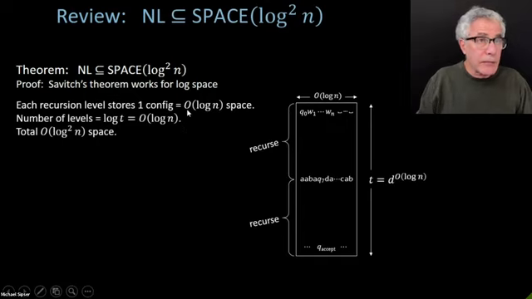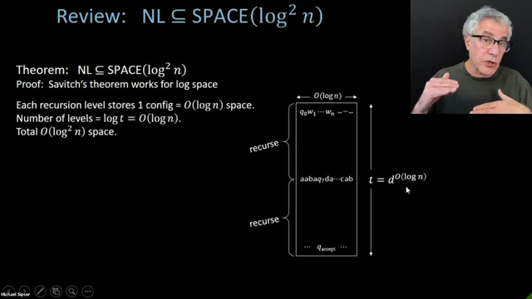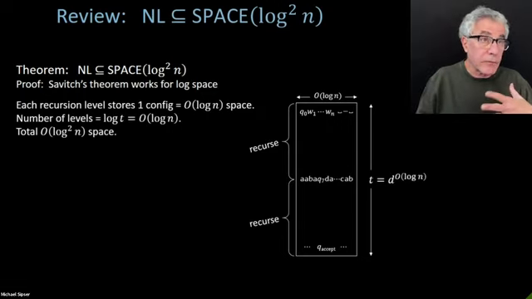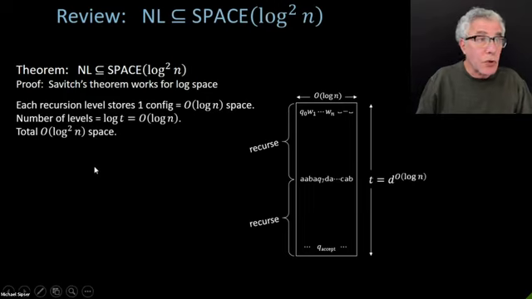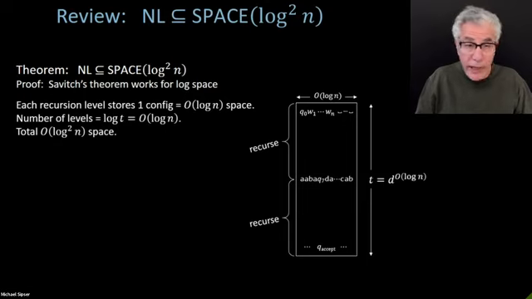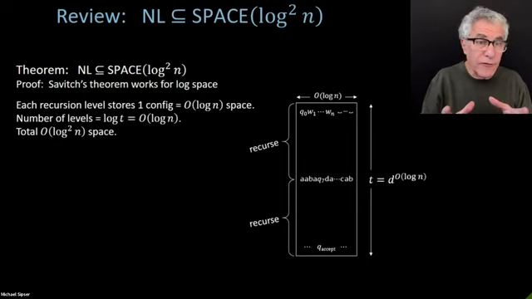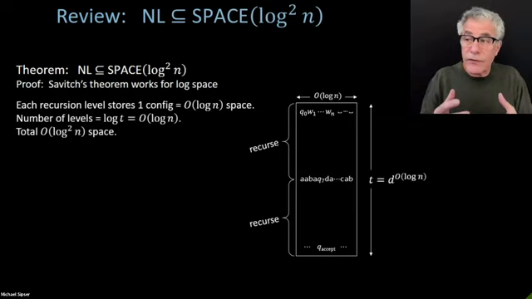The amount of space you're going to need is enough to store one level of the recursion, one configuration, and that's order log space. And then the number of levels of the recursion is going to be another factor of log n, because that's log of the running time, which is exponential in log n, which is polynomial. So the total amount of space that you would need would be log squared space. Again, this is sort of just the proof of Savitch's theorem over again. So if it's coming too fast for you, just review the proof of Savitch's theorem and observe that it works even if the amount of space that the non-deterministic machine starts off with is log space.